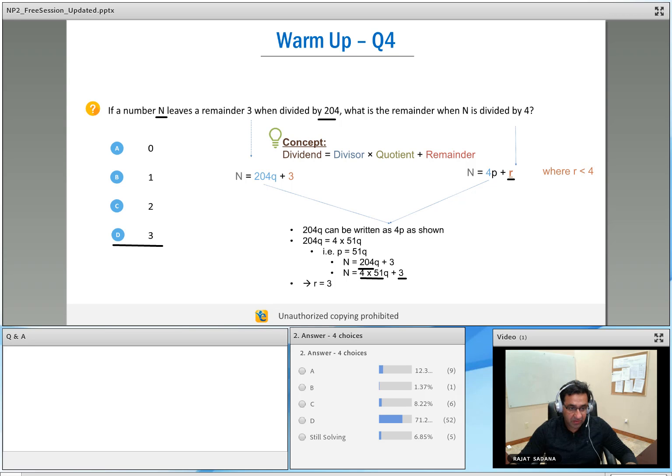Now, this skill over here, being able to express 204 in terms of 4, is what we call visualization. This may seem very simple right now, but as questions get more complex, we're going to use this skill again and again and again.